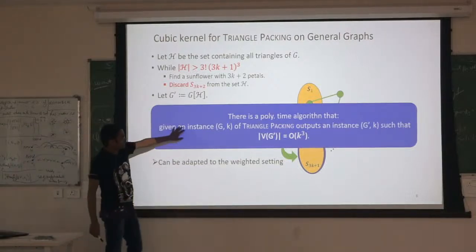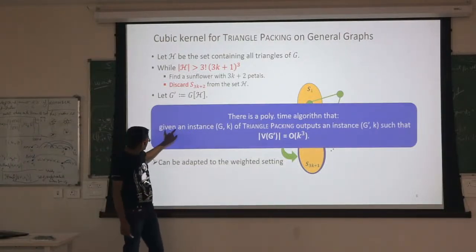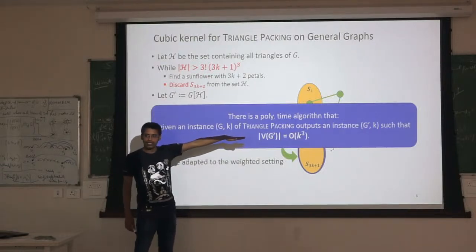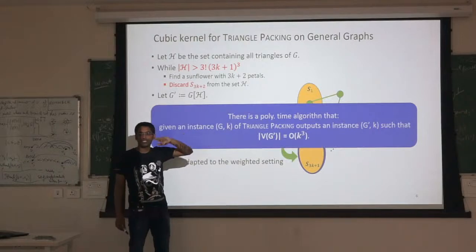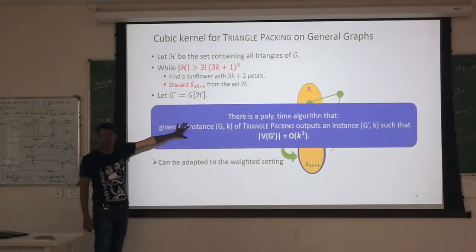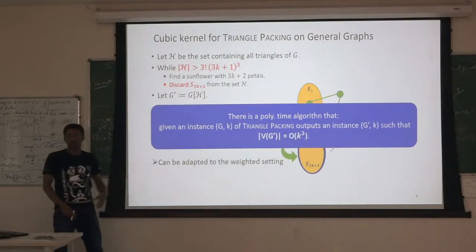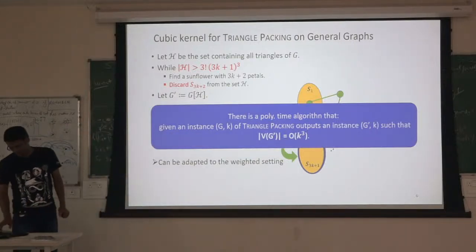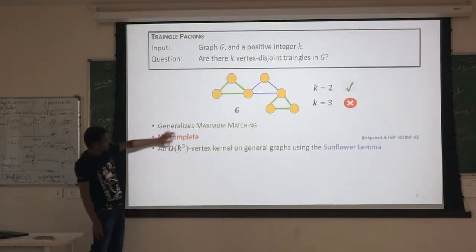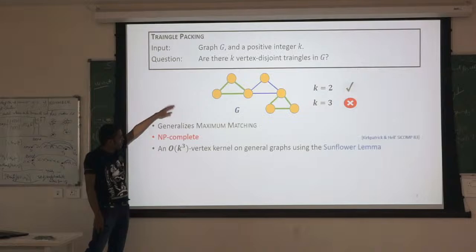So what we saw is that there is a polynomial time algorithm which, given an instance (G, k) of triangle packing, outputs an equivalent instance (G', k) such that the number of vertices in the reduced instance is bounded by order k cube. So this is a cubic kernel for the problem. This is what I claimed and this is what we achieved. So let's go back to where we were.